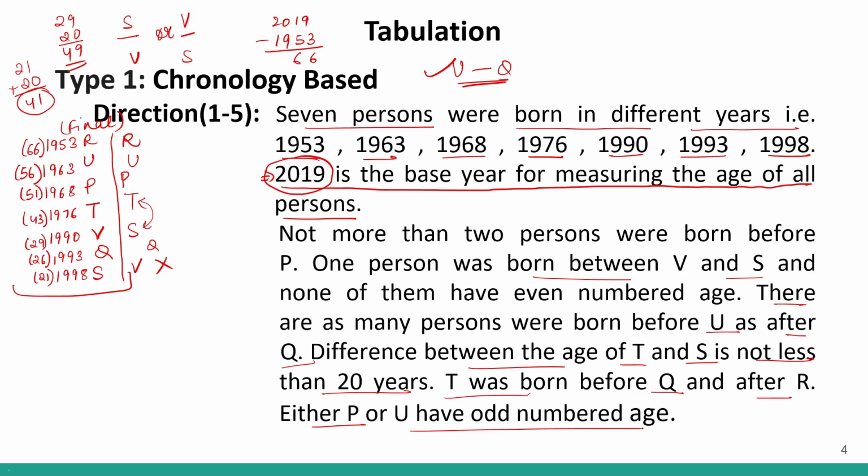Either P or U have odd numbered age. That means one will have odd numbered age and the other will have even numbered age. So P has odd numbered age and U has even numbered age. Correct? So this will be my final arrangement. Now based on this arrangement, we have 5 questions. Let us answer.